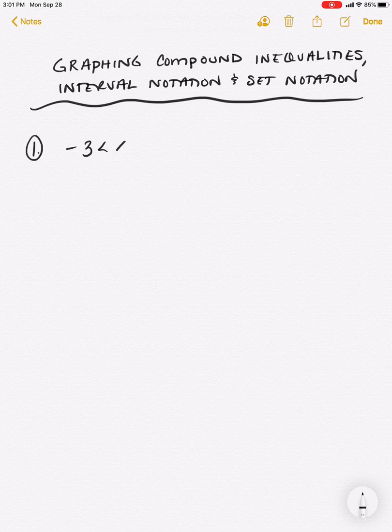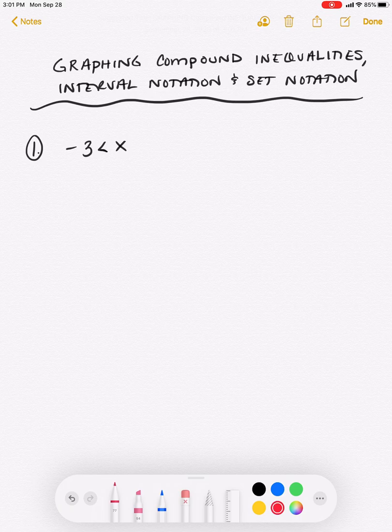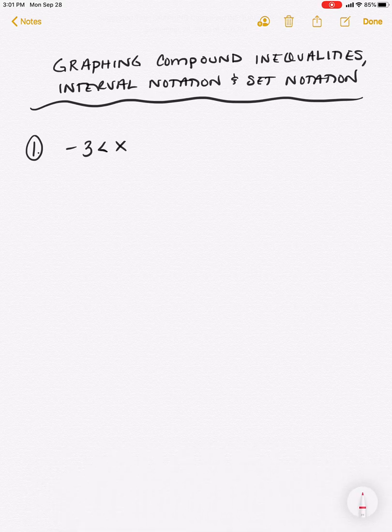All right, so the first thing I threw on the board was -3 is less than x. And the problem with this is that it's essentially written backwards, if you will. And what happens is students end up shading it the wrong direction. And so when we have an inequality like this, I would prefer you rewrite it and put the x over on the left side. And really what this means is x is greater than -3.